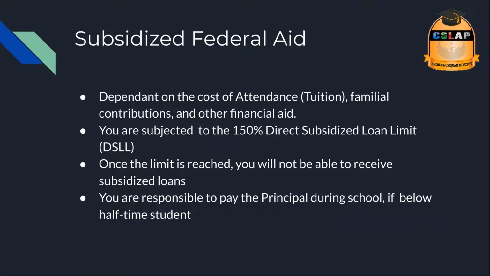So what's a subsidized federal loan? It says here, dependent on the cost of attendance and familial contributions and other financial aid, meaning it all depends on how much it costs to go to your school. Now, you're subject to a 150% direct subsidized loan limit, DSLL. Once you pass it, you are no longer allowed to take subsidized loans. Think of it as a safety net rather than a huge evil.